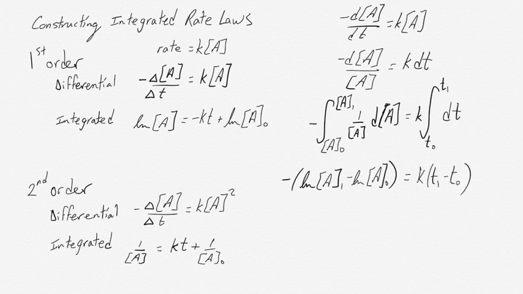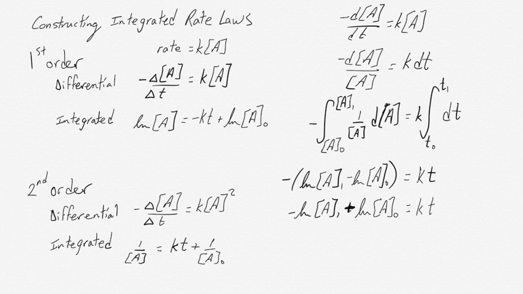Since we're working with time on the right-hand side, the t0 term is literally t equals 0, so we can simplify this a little bit further. t1 minus 0 is just t, so the right-hand side is simply kt. And if we want to simplify the left-hand side, we simply multiply through by the negative sign. Now we have something that's approaching the integrated rate law as it's written in your textbook. With a little bit of rearranging, we end up with the ln of A at some time t being equal to negative kt plus ln of the initial concentration.